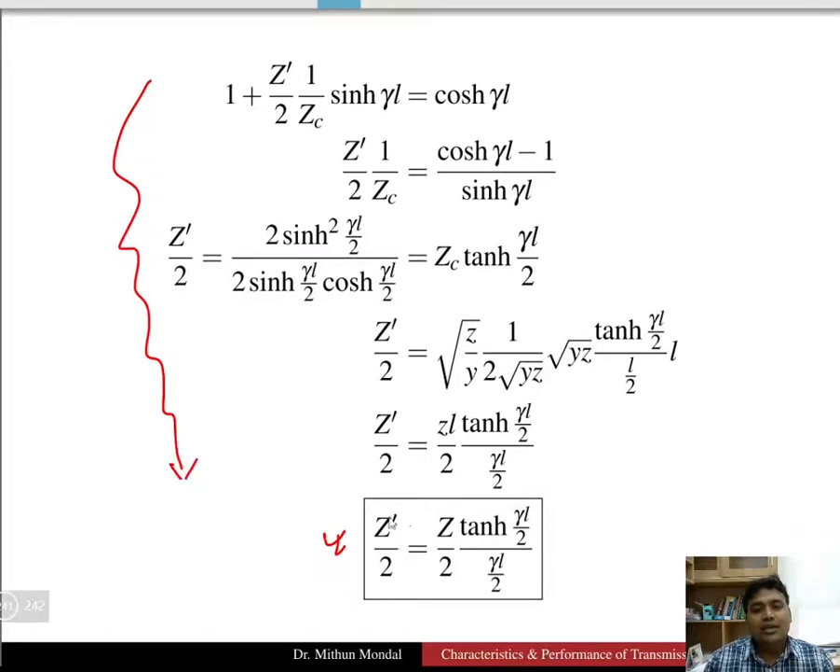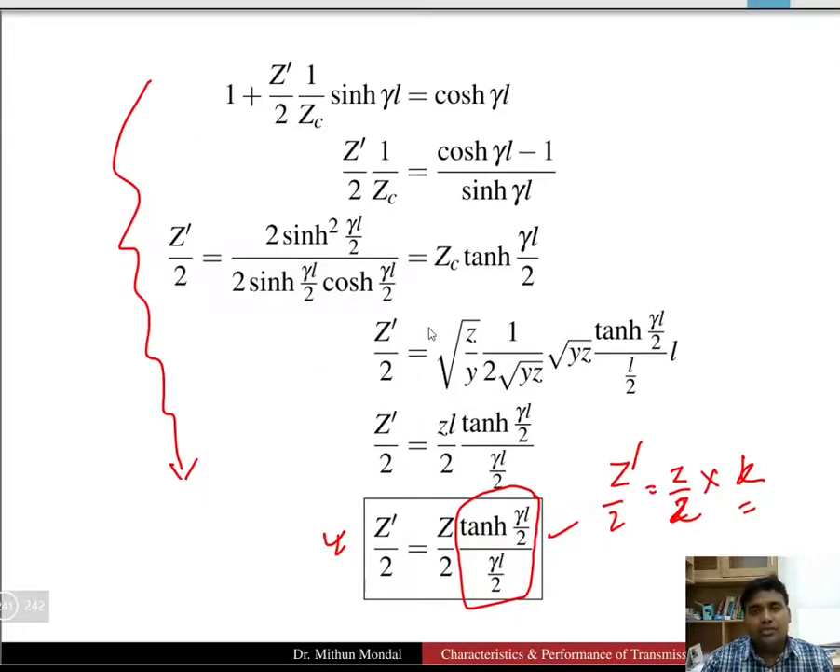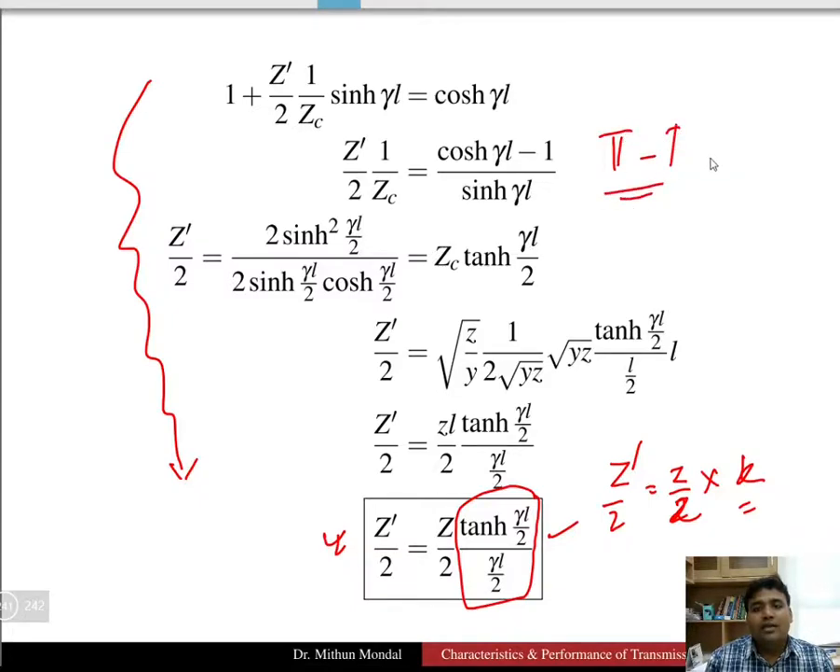The final result we get for Z'/2 is Z'/2 equal to Z/2, that is the original impedance, into the multiplication factor. The multiplication factor is tanh(γL/2) by γL/2. And from this equation we can obtain the Y' relationship also. Thus we have seen that whether it is a pi model or a T model, we can obtain the long transmission line parameters Z' and Y' by equating with the exact equivalent network.